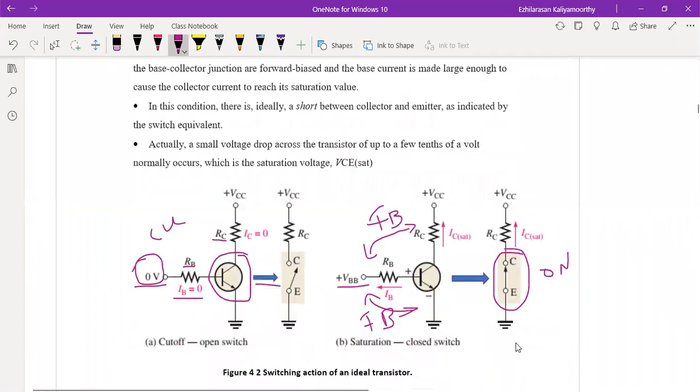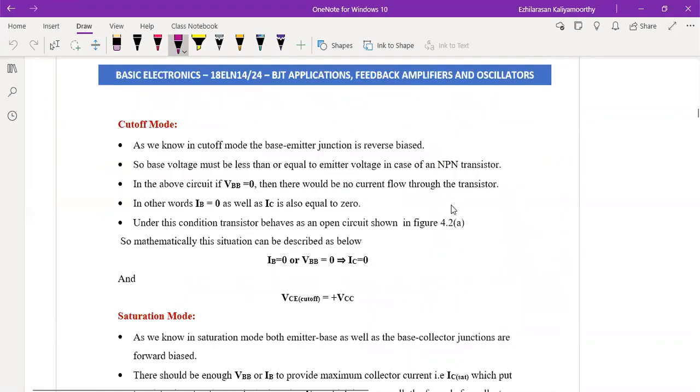So actually we can say there is a small voltage drop across the transistor of up to a few tenths of a volt, which occurs in saturation, that is VCE sat. Normally there will be some amount of voltage drop, right? A tenth of a volt drop will be there in the saturation normally. Now, like I said earlier, the same with the explanation. See the cutoff mode and the saturation mode.